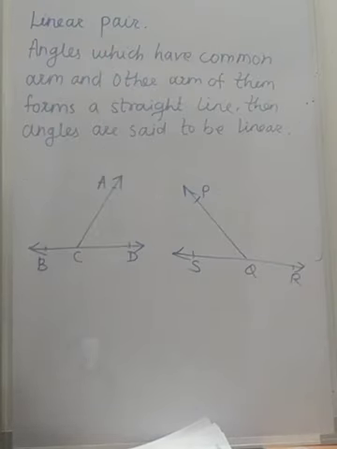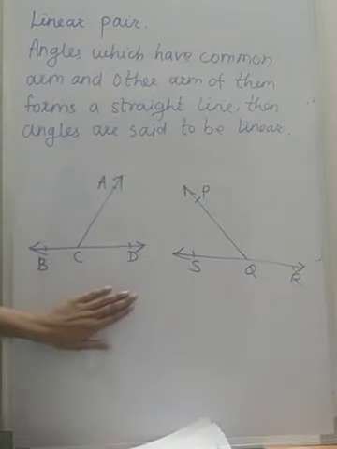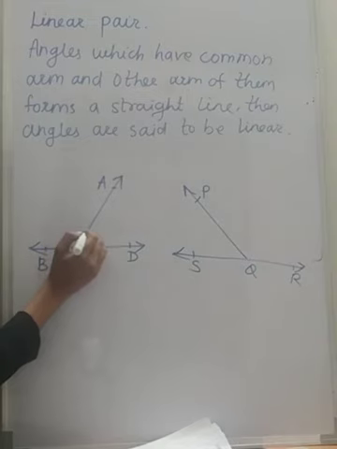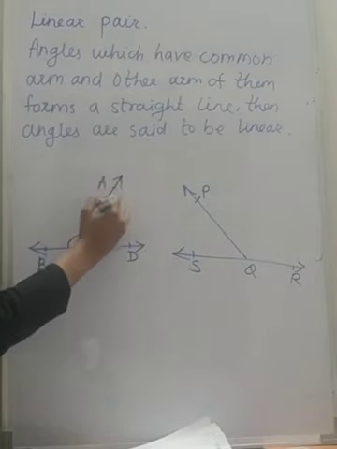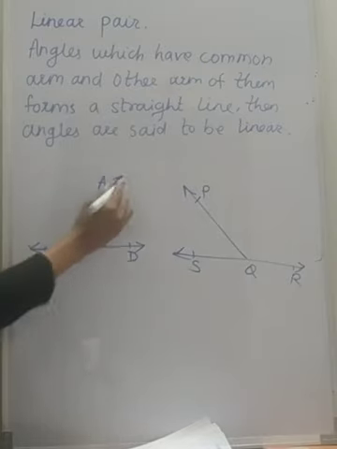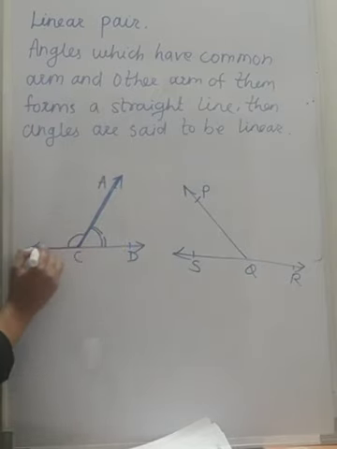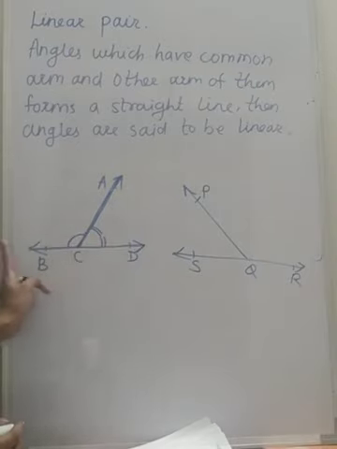Now we will see what is a linear pair of angles. Don't read this, just look at the diagram first and then we will move towards the definition. In this diagram there are two angles. One is this and the second angle is this. This arm AC is common between both of them, right? Both have this common arm, and the second arm of one angle and the second arm of the other angle form a straight line.